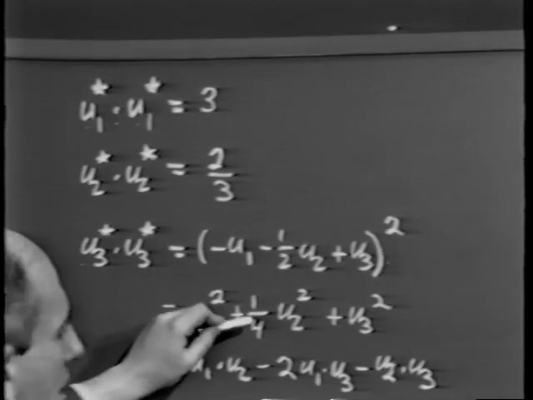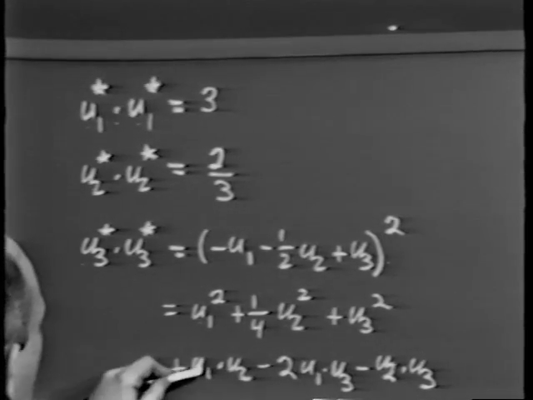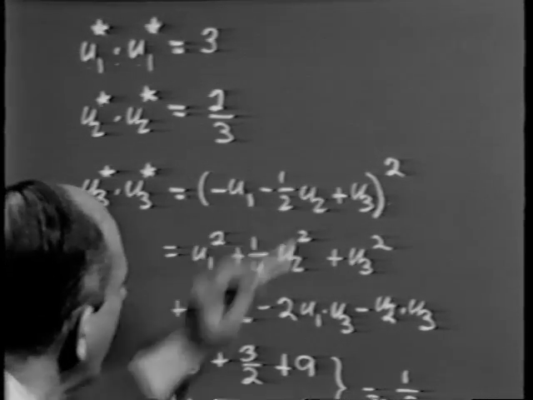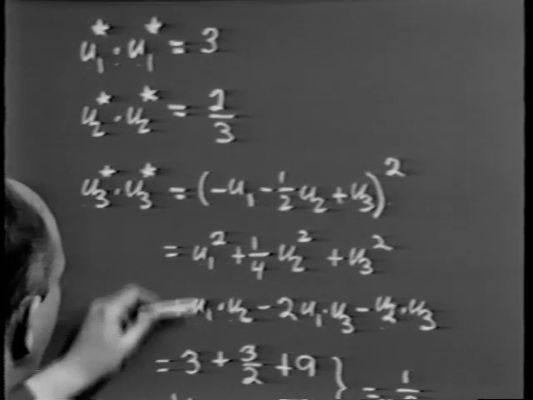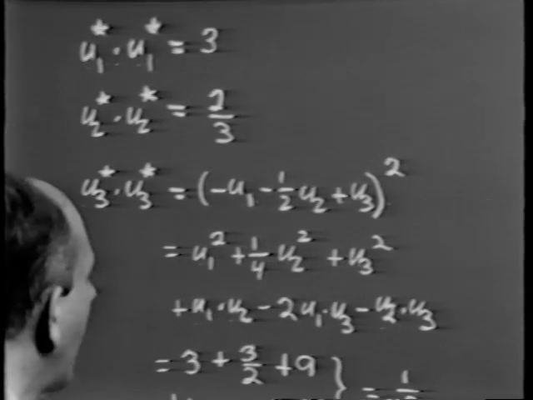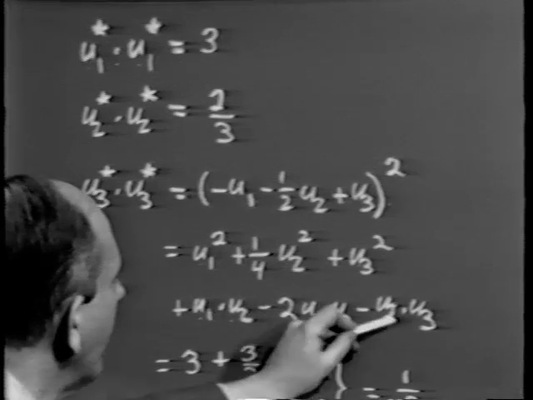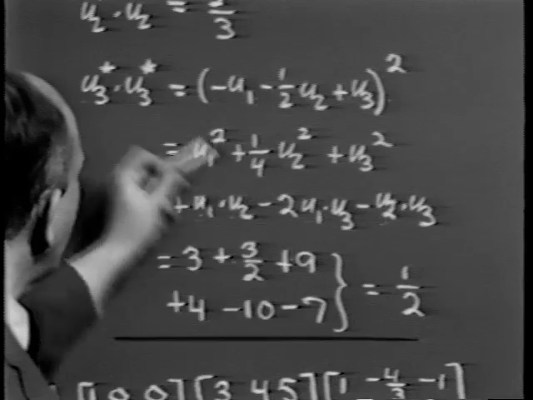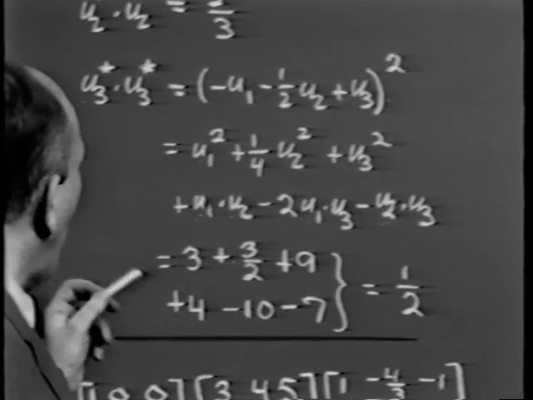u1 dot u1 plus 1/4 u2 dot u2 plus u3 dot u3 plus u1 dot u2 minus twice u1 dot u3 minus u2 dot u3, putting in the values for u1 dot u1, for u2 dot u2, u3 dot u3, u1 dot u2, u1 dot u3, and u2 dot u3. Putting in these values, I find that u3 star dot u3 star is 1/2. So I have an orthogonal basis.